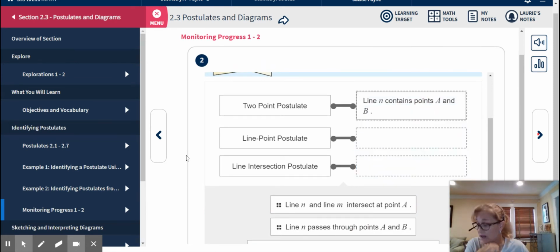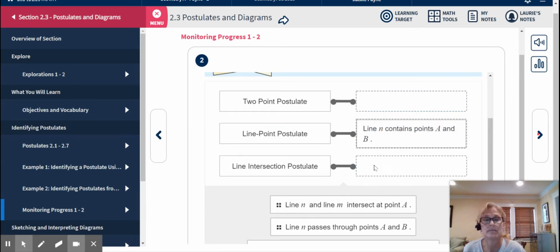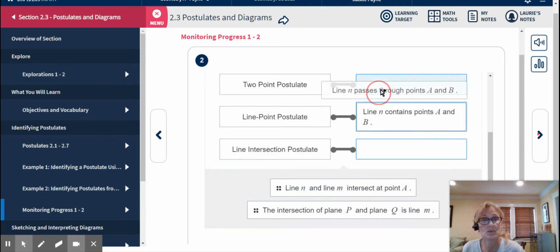Okay. The line point postulate, I'm going to look exactly at my notes. It says a line contains at least 2 points. Oh, that must be this one here then. So what does that say? The 2-point postulate says through any 2 points, there exists exactly 1 line. So that must be this one.